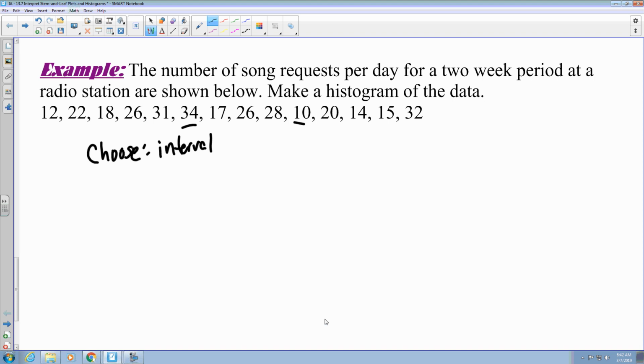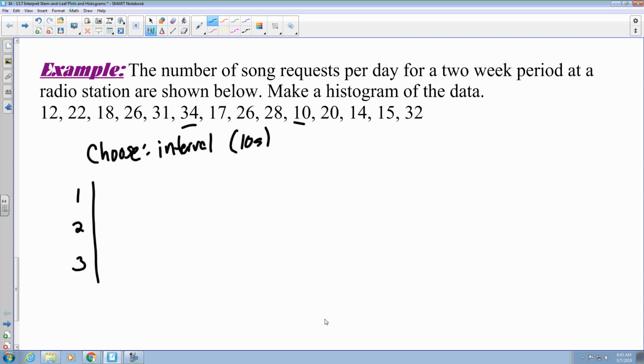I'm going to make my intervals in sets of 10. So I'm going to say sets of, so in 10. Tens, I call it. So to kind of help me out, I'm going to make a stem and leaf plot, or at least initially, to kind of help me out. So I know I got values in the 1 spot, I got values in the 2 spot, and I got values in the 3 spot.